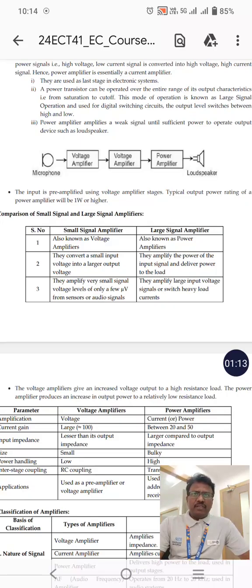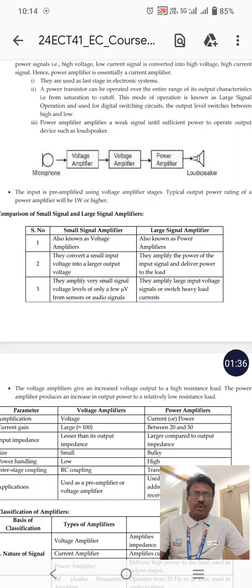First we see what is the amplifier. All of you know the definition of amplifier. An amplifier is an electronic circuit that increases the strength of a weak signal without changing its original shape or information. The signal may be voltage, current, or power.